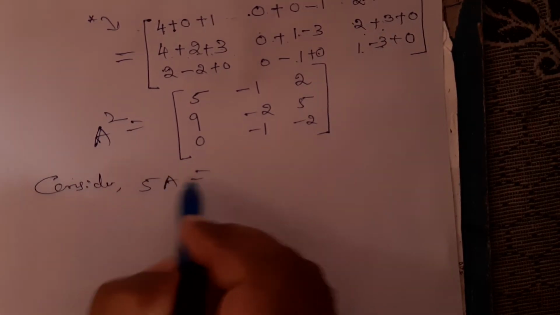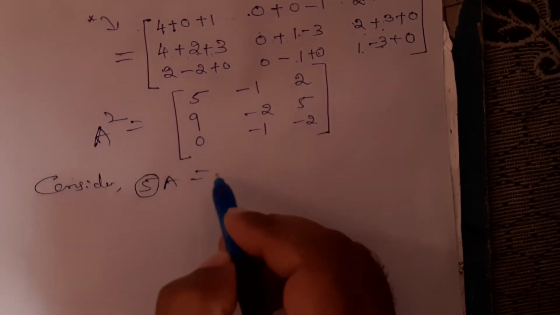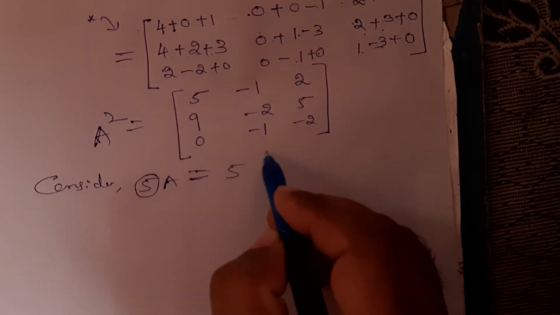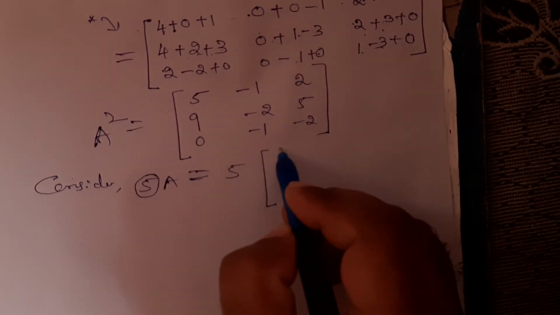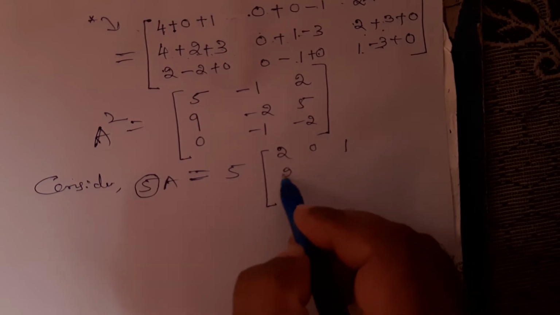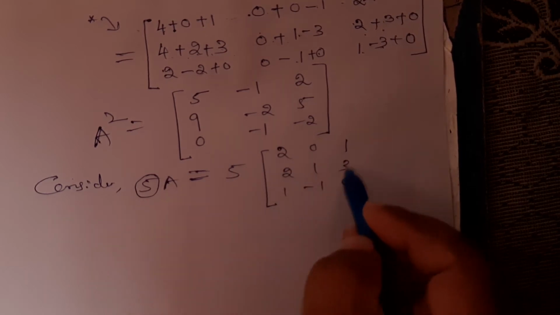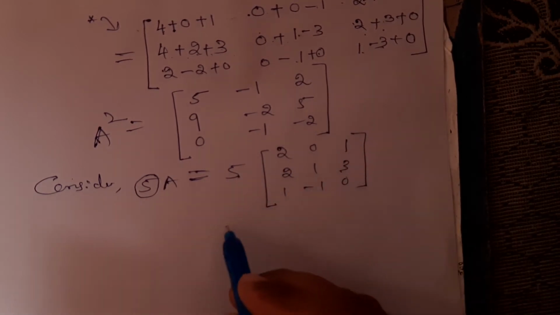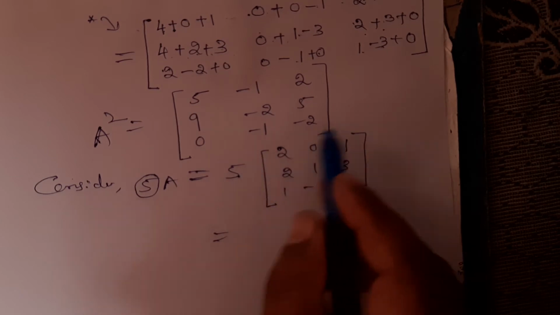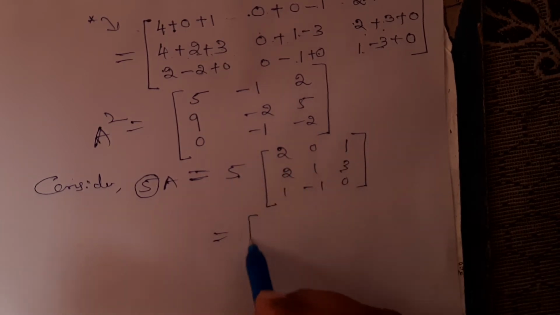Consider 5a. See, we can multiply any matrix by a scalar. 5 is a scalar. So 5a means what? 5 times. So what is the matrix given here? 2, 0, 1. I will write the matrix A. That will be in the question here. See, 5a. So multiply every element by 5. So what will I get?